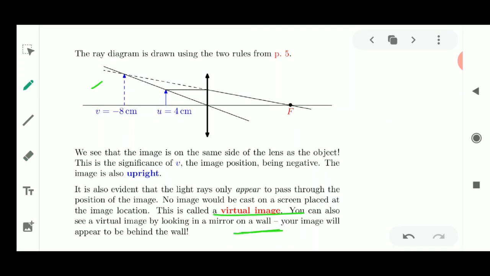An example of a virtual image is when a mirror is placed on the wall and you can see your face there; that image appears to be on the wall. So that is a virtual image. This is a very easy one, how to draw this ray diagram.